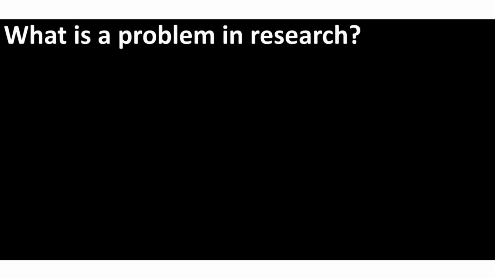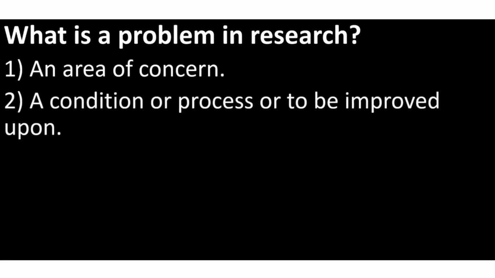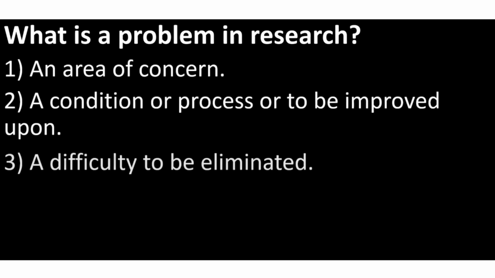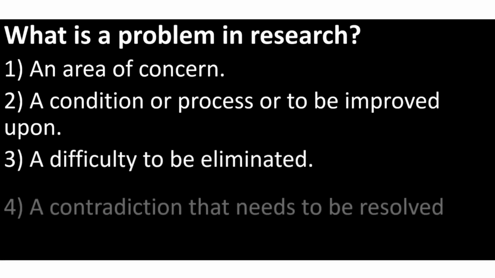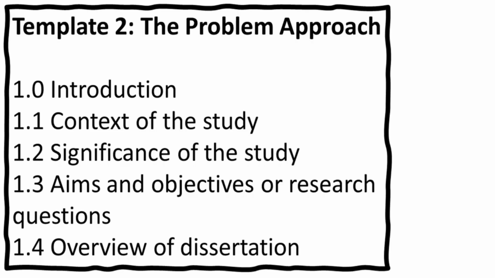What is a problem in research? An area of concern, a conditional process to be improved upon, a difficulty to be eliminated, a contradiction that needs to be resolved. All of these are considered a problem in research. So if your research fits into any of these categories, you have a problem which your research will attempt to address, to solve, to ameliorate. Here is the layout of the problem approach.